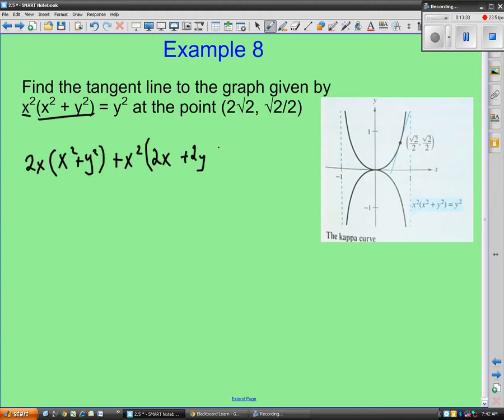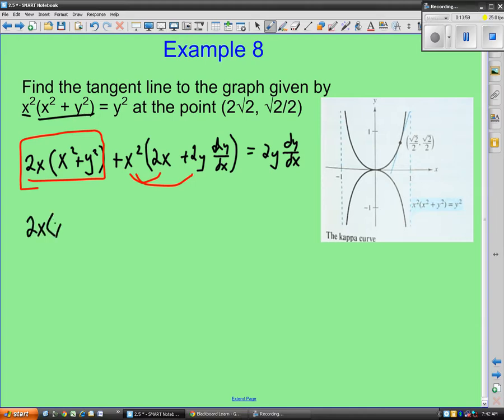And then equals 2y dy/dx. So I'm going to leave this guy over here. I'm going to leave this thing alone because there's really not much to do with it right at the moment. This thing I'm going to distribute my -x squared so I can get rid of the parentheses. And so when I do that, I have my 2x times x squared plus y squared plus 2x cubed plus 2x squared y dy/dx.